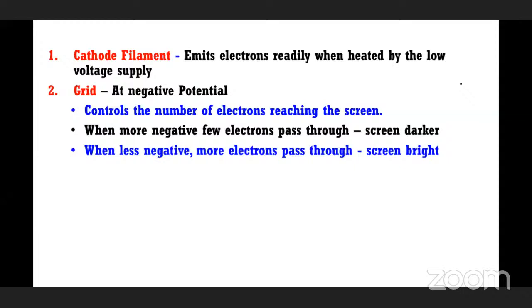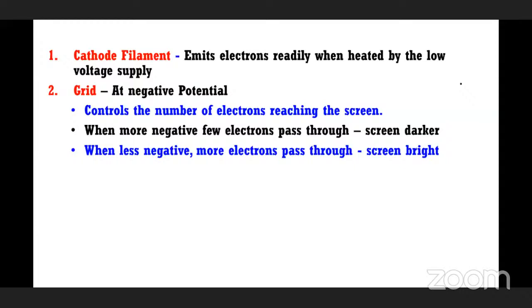So in this case, the grid provides the direction for the electron beam and controls the number and speed of the electrons in the beam. It simply determines the brightness of the spot on the screen. It is at a very small negative potential relative to the cathode, and its function is to control the intensity of the beam. When it is more negative, few electrons cross over to the screen, and if it is less negative, more electrons cross over to the screen.